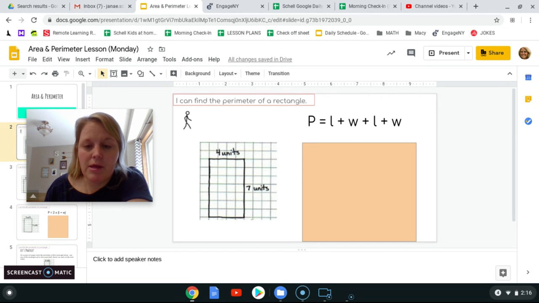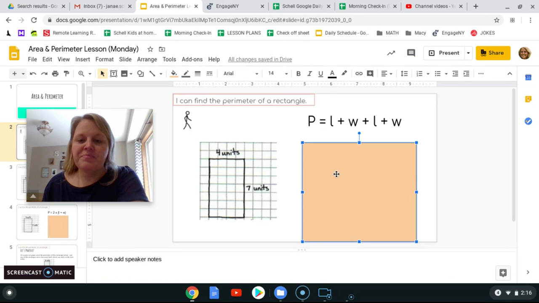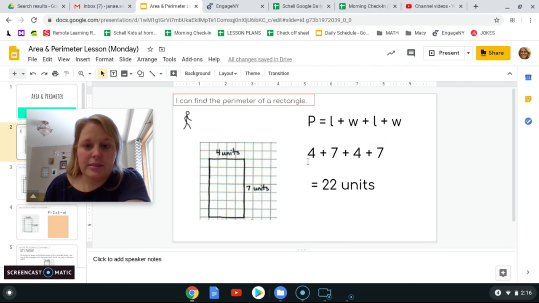So the first formula that I want to go through is length plus width plus length plus width. So that is like taking the length here, 4, plus 7, plus 4, plus 7. So when we do that, we end up with 22 units. Okay? Now, it says units here. If it were to say centimeters or inches, whatever you were measuring in, you would want to make sure that your label of your answer matches that. So that's one formula you could use.